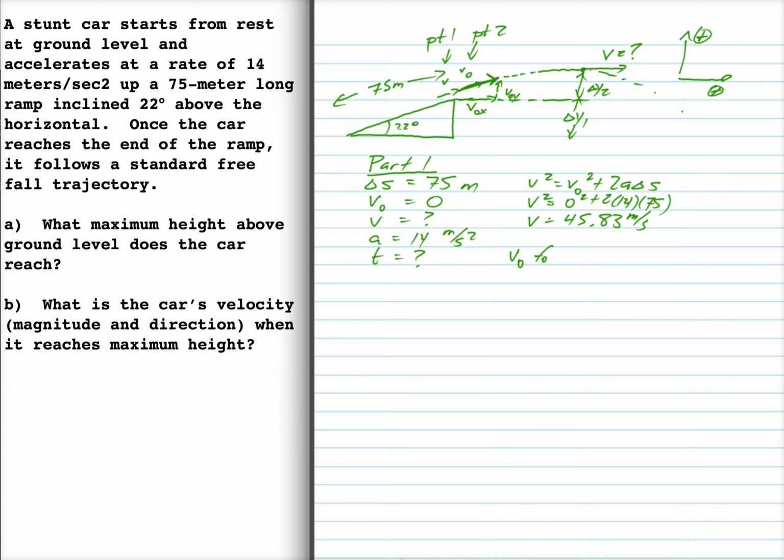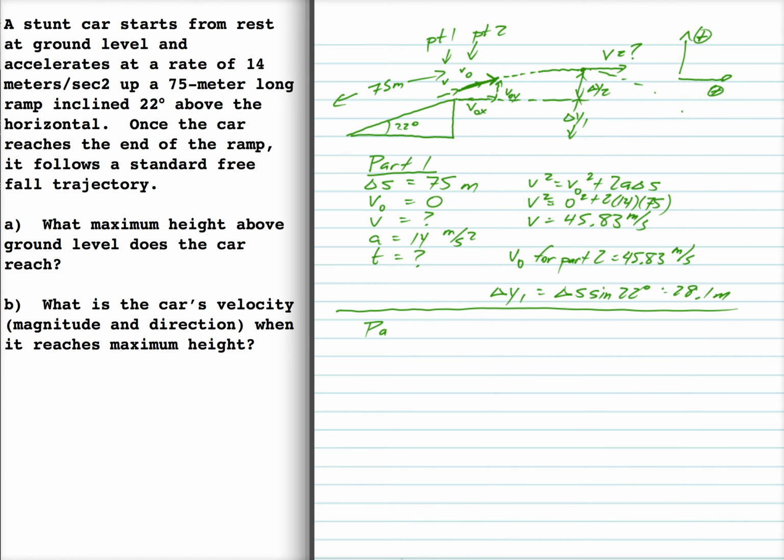So v naught for part 2 is 45.83 meters per second. So we're going to keep that in mind for part 2. I guess I also need to know delta y for part 1, the displacement here. And since it's moving in a straight line, I can say that delta y1 is equal to delta s sine 22, which is 28.1 meters. Alright, I can do that because we're moving in a straight line. So now let's do the free fall motion.